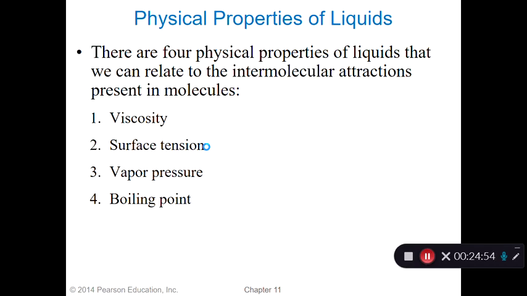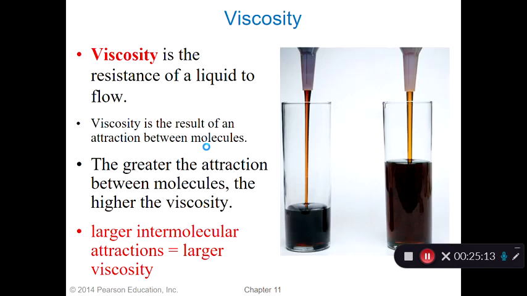Some properties of liquids are used to represent the strength of the IMF, intermolecular forces: viscosity, surface tension, vapor pressure, and boiling point. So first, I'm going to define viscosity. Viscosity, based on the basic definition, is the resistance of a liquid to flow. As you see here, if it takes time or you see the resistance, you will say that we have greater attraction forces between the molecules.